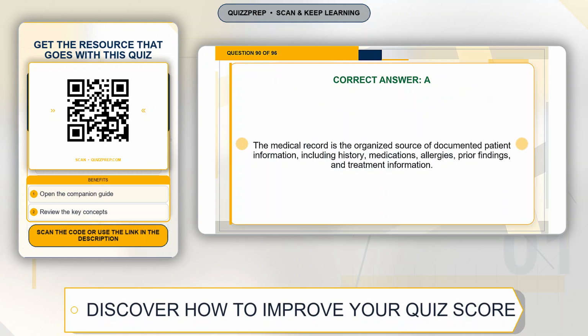Explanation. The medical record is the organized source of documented patient information, including history, medications, allergies, prior findings, and treatment information.